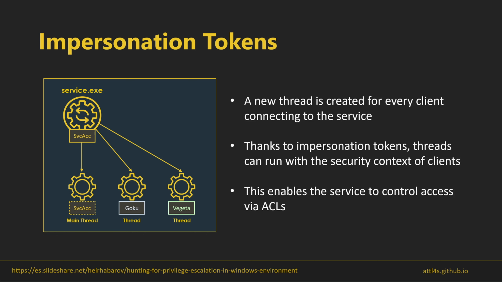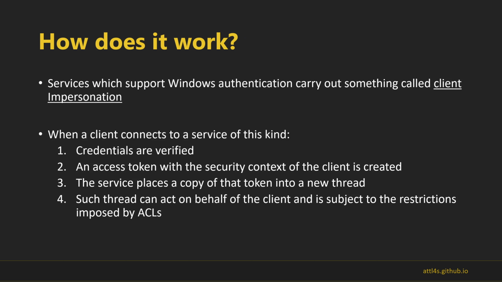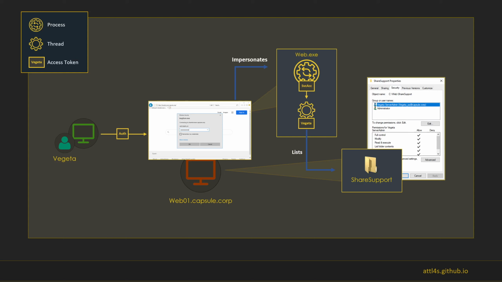This is better seen in the next slide, but essentially this is called client impersonation in Windows. When a client connects to a service, first credentials are verified, then an access token with the security context of the client is created. This token is placed into a new thread, and finally this thread can act on behalf of the client and is subject to the restrictions imposed by access controls.